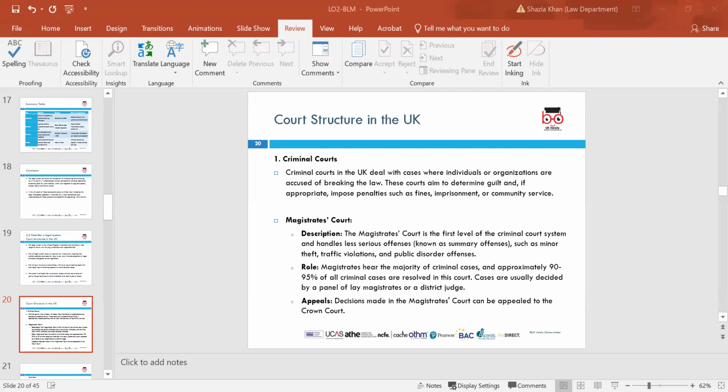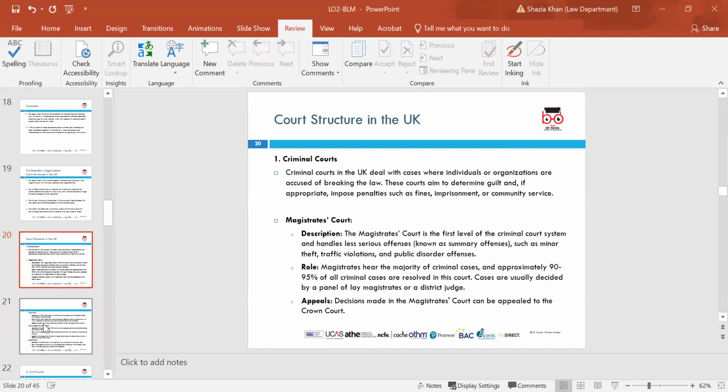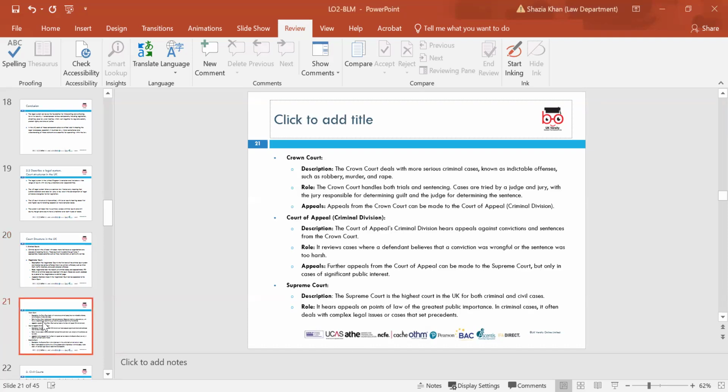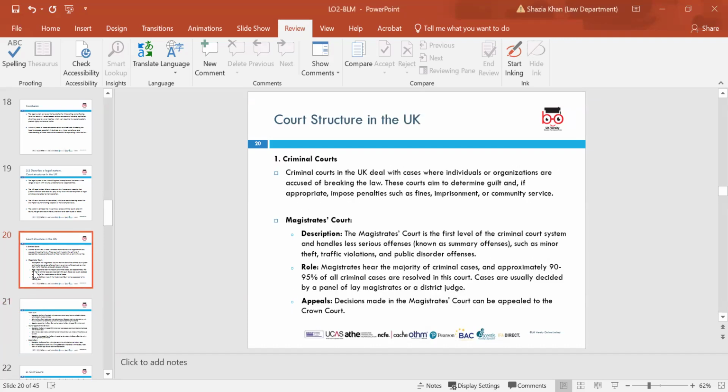They will also look at whether the sentencing powers they have are likely to be sufficient to deal with the case. If the Magistrates Court believe their sentencing powers are insufficient to deal with the case, they will reject jurisdiction and the case will be sent to the Crown Court. And this is actually known as allocation procedure. And that's the criminal side of it.